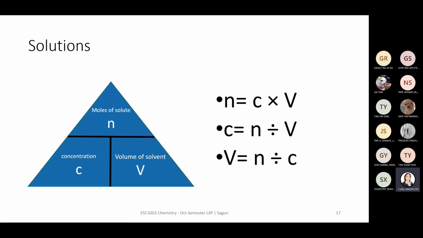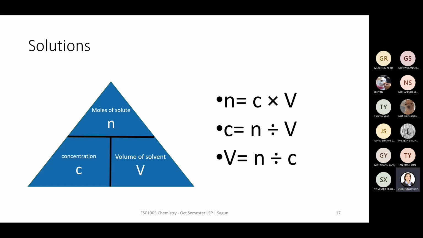Okay, next. I have the triangle again. In the lecture notes, you don't have the triangle, but for the LSP, I want to introduce to you some of my little tips and tricks that I actually do so that I can easily remember all these formulas. A while ago we have the green triangle, the red triangle, and then down here the blue triangle for solutions. For this one, let me have the red pen.